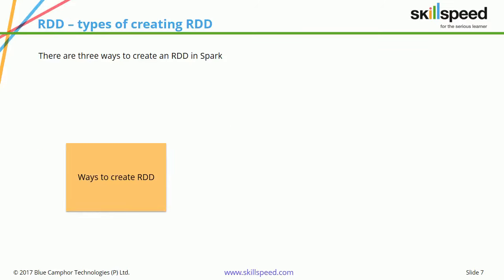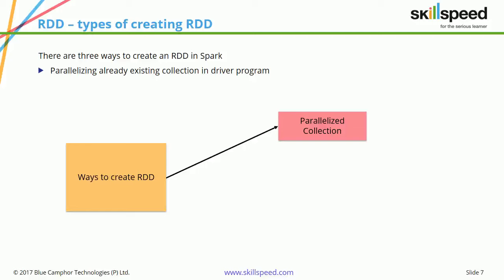Now there are 3 ways in which you can create an RDD. The first one is to parallelize an existing collection. Spark Core provides a method called parallelize, which you can use on any existing collection to create an RDD. Which means if you already have a collection, a Scala collection for example, you can use the parallelize method to create an RDD from the existing collection.